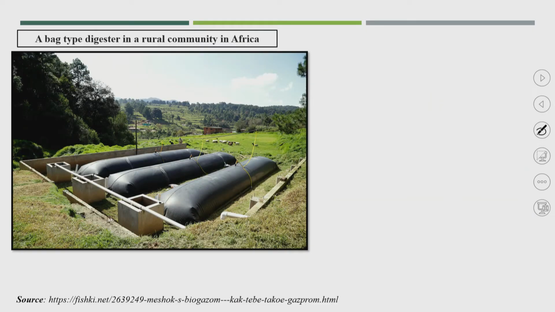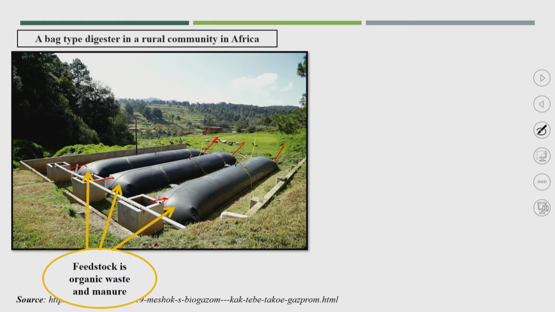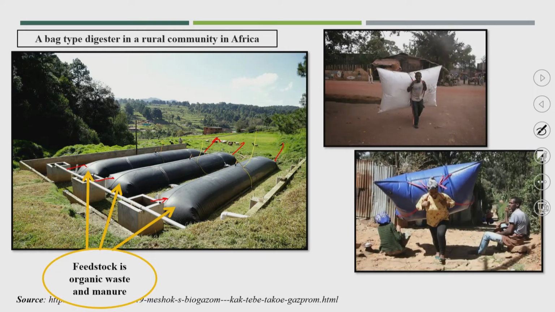Half is underground, that is for the fermentation process, and half is on top of the surface. These are the inlet pipes, and the outlet is directly going to the field. So, you can see that this kind of balloon digester can easily be relocated; we can change the location.